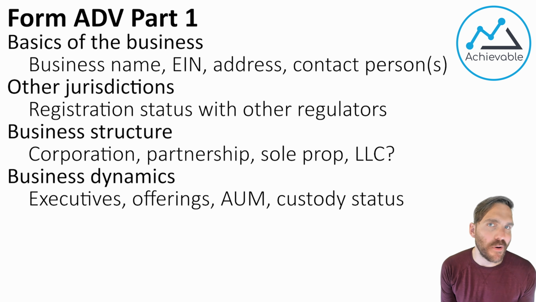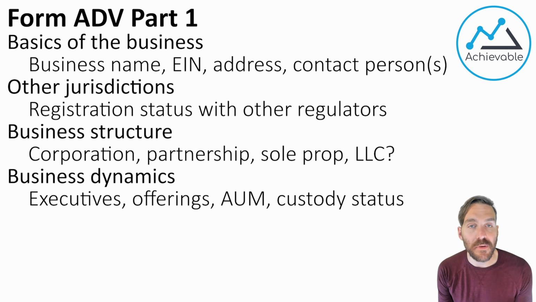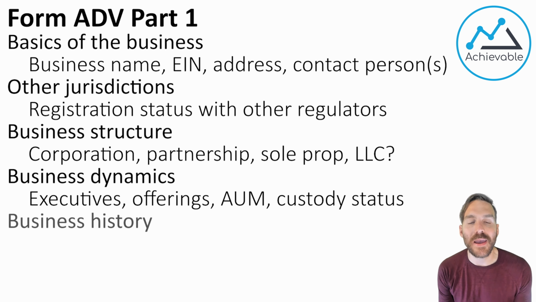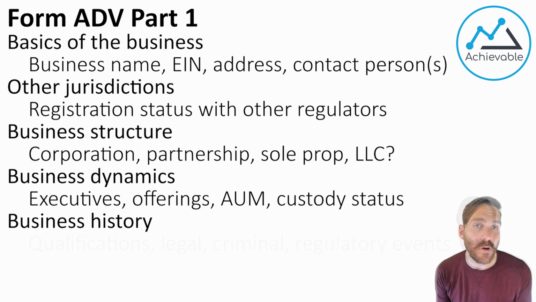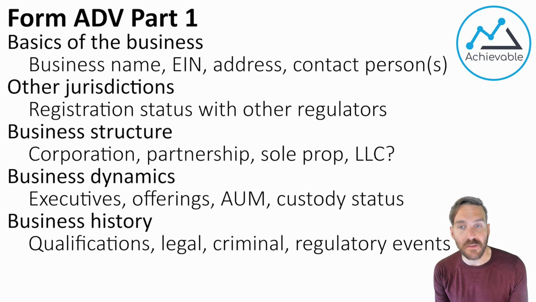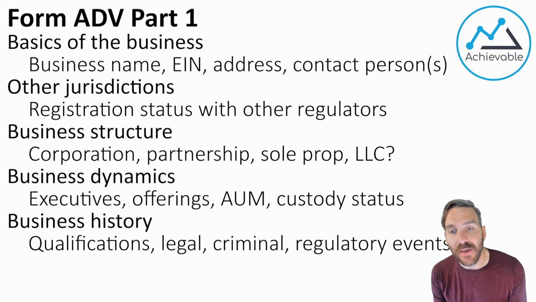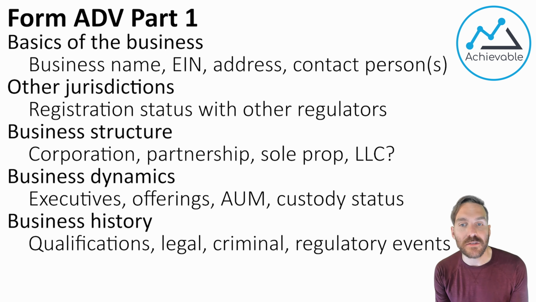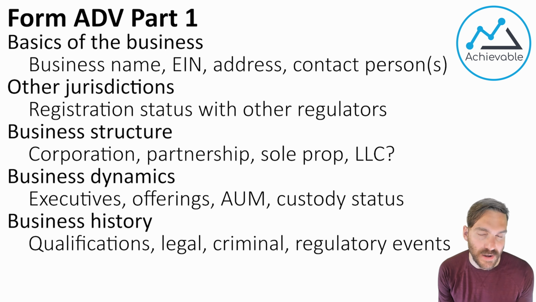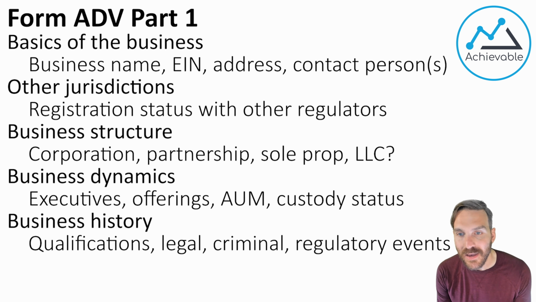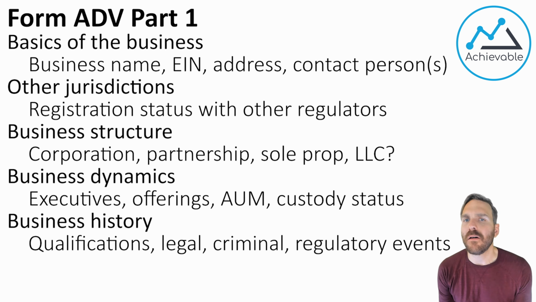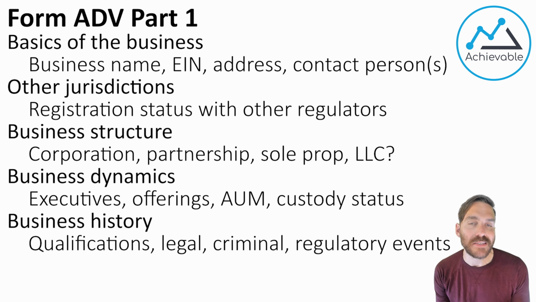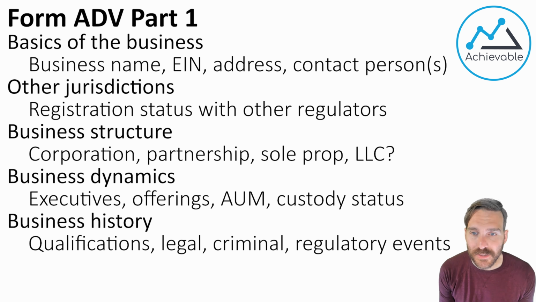The last big component of Form ADV Part 1 would be the business's history. The regulators are looking to identify things like, what are your qualifications in terms of financial qualifications, legal qualifications. Later in this material, you'll learn that in order to be registered as a firm in the securities business, you have to meet certain financial requirements. Those would be listed here. And legal requirements would be things like, are you set up legally as a business? Have the people running your organization passed the right licensing exams, etc.